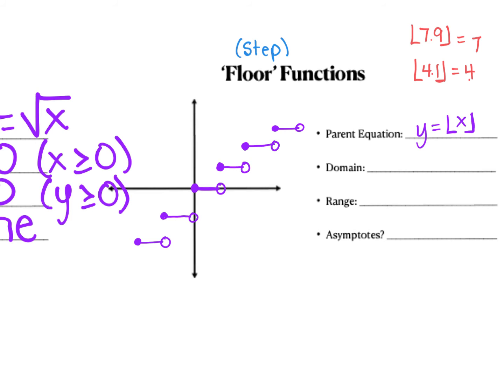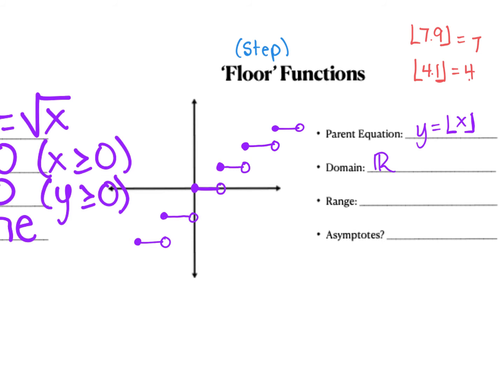So the domain, this is an interesting question, and this might be harder to see from the graph, but if you think about this function, are there any values I'm not allowed to put in there for x? Is there anything that x is not allowed to be? Well, anything can be rounded down, right? Any decimal value, any negative value, everything can be rounded. So x is allowed to be anything.